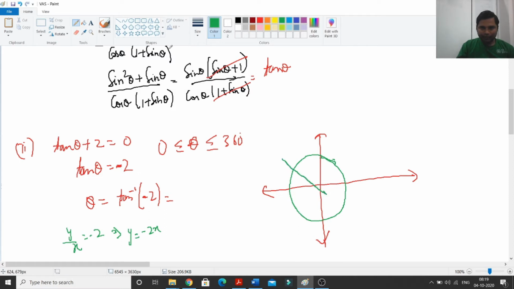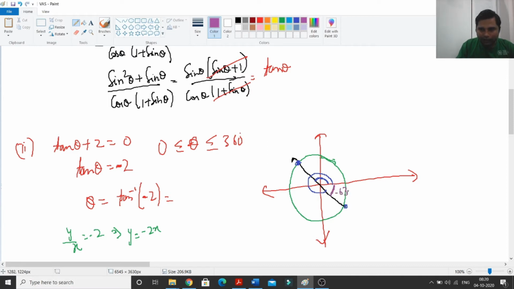So whenever tan is negative, draw the unit circle and draw a line having negative gradient passing through the origin. So these are your answers. It is intersecting at 2 points. So this is your answer, and the other answer will be this. So when you do tan inverse of minus 2, you are getting minus 63.43. As the calculator is giving you a negative value, it means the calculator is giving you this value.